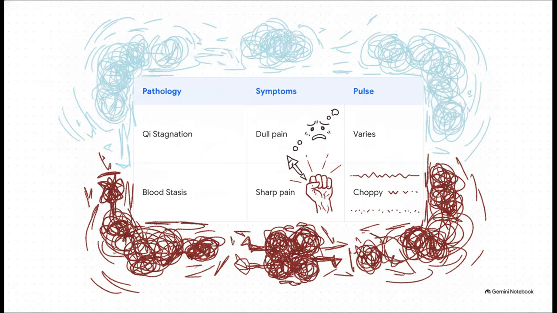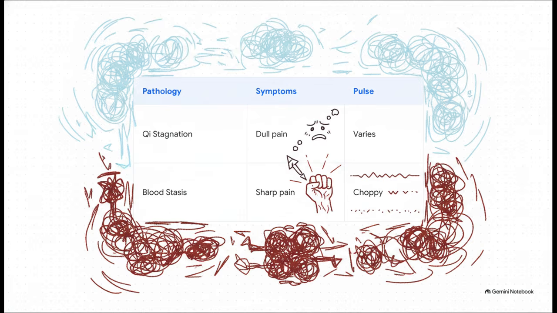Now, what's really interesting about this comparison is how we differentiate the flow of energy versus the flow of blood. Take qi stagnation, for example. When qi gets stuck, the pain is usually described as dull and distending. It's got an irregular location, meaning it kind of shifts around, and it is highly linked to emotional involvement, especially on the liver channel. The pulse here can vary wildly.